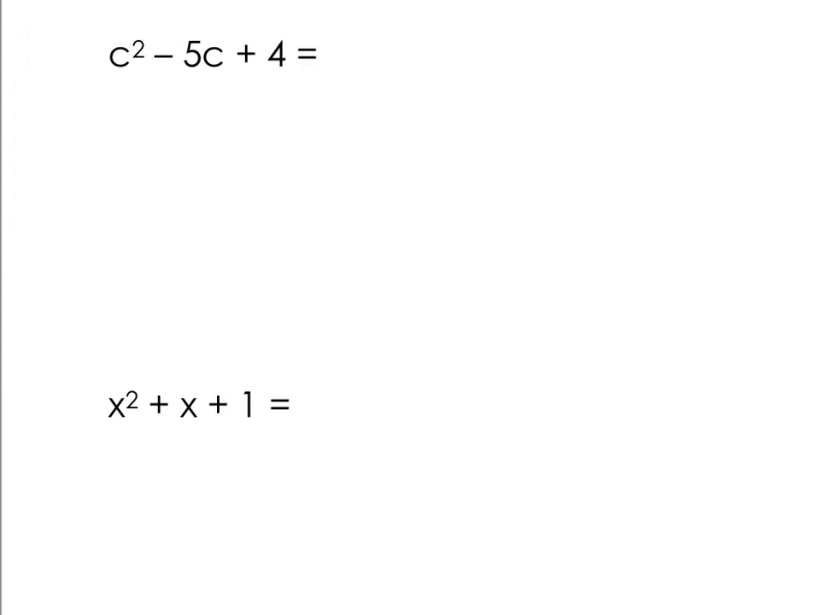c squared minus 5c plus 4. Why don't you cut the film off for a minute and try to factor that on your own, and then we'll compare answers and see if they're the same. We need a c and a c, a minus and a minus, a 1 and a 4. That's our answer.